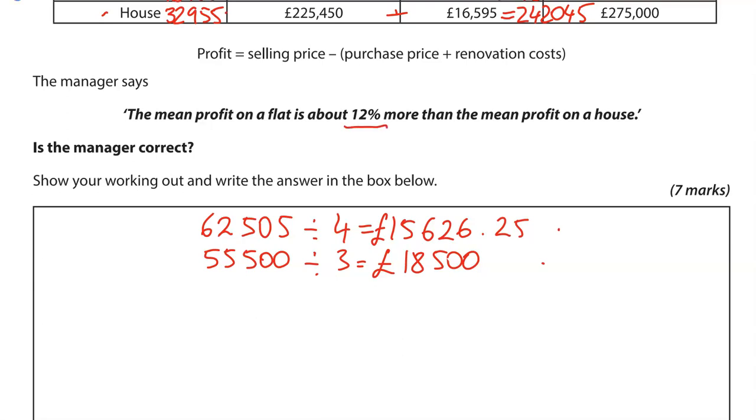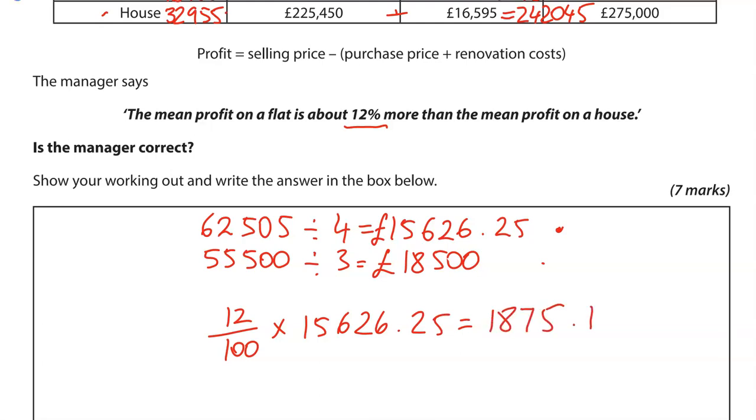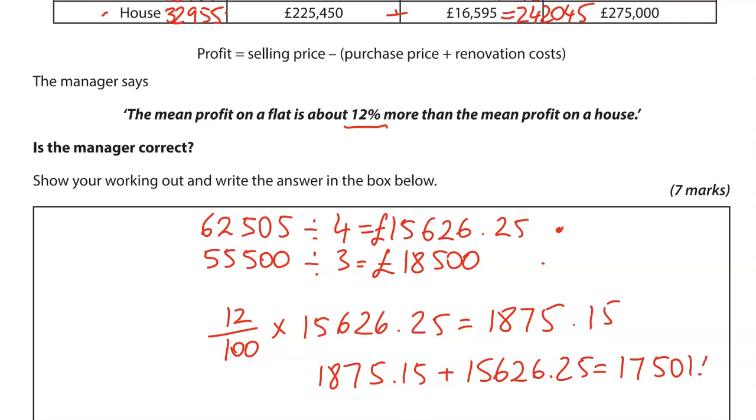Is it 12% more? Let's just work out 12% of the profit on the houses and add it on top. So 12%, that is 12 out of 100 of the amount, which is £15,626.25. So that is £1,875.15. Adding that on top of the £15,626.25 gives us £17,501.40.